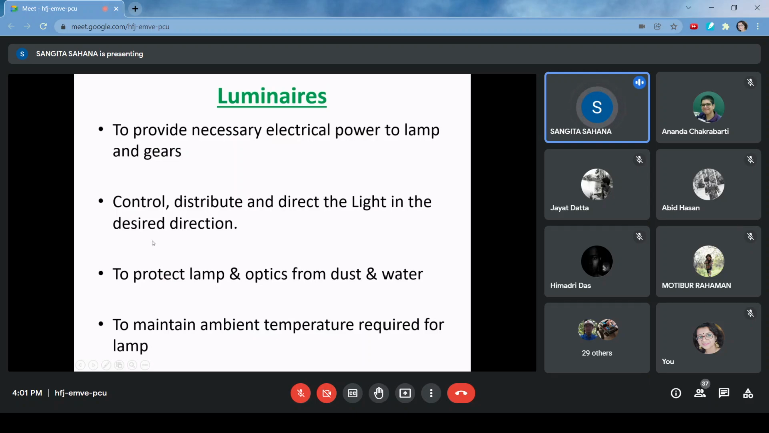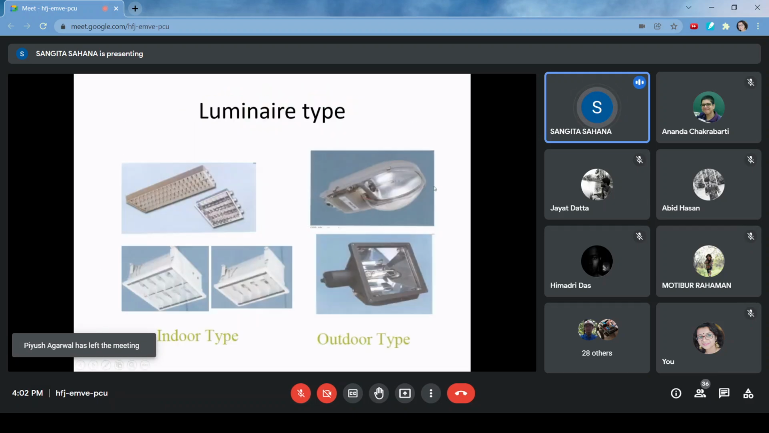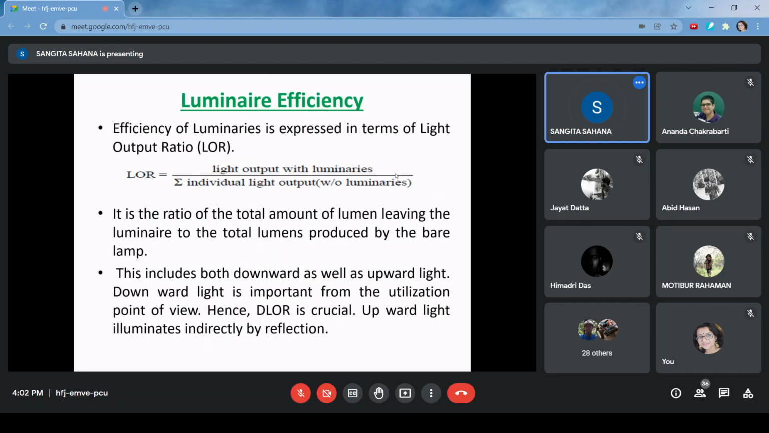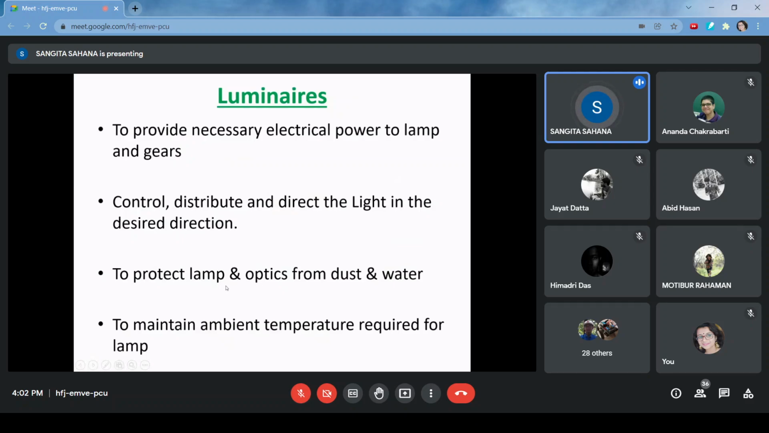If you use the bare lamp, of course the light output will be according to the type of the bulb, type of the glass. But if you use the luminaire along with this, there are some optics with the luminaire. So it will change the directions of the light depending upon the reflective material, the lens, etc. It also protects the lamp and optics from dust and water. It is also used to maintain the ambient temperature required for the lamp.